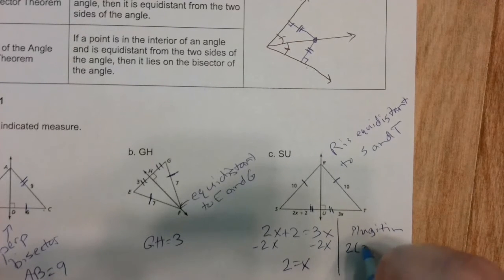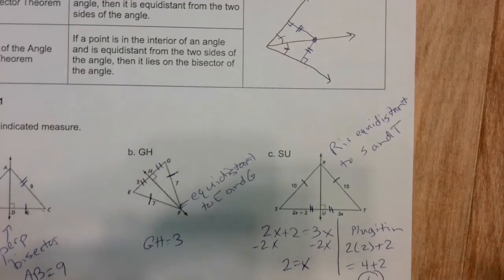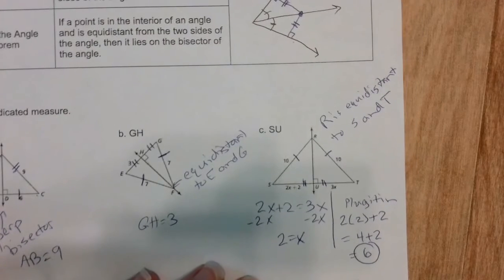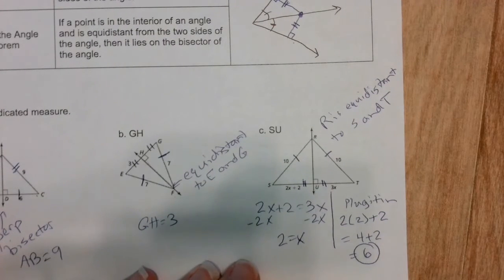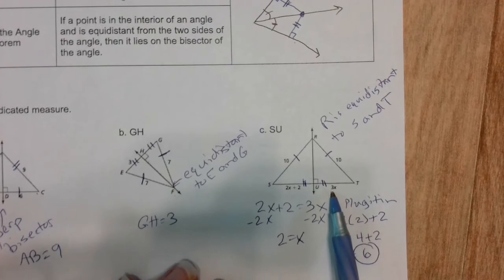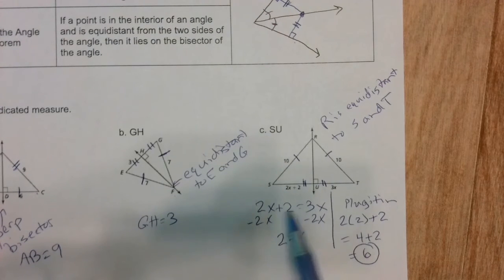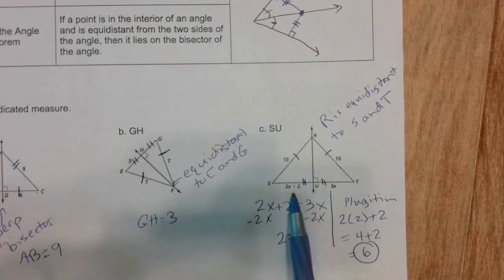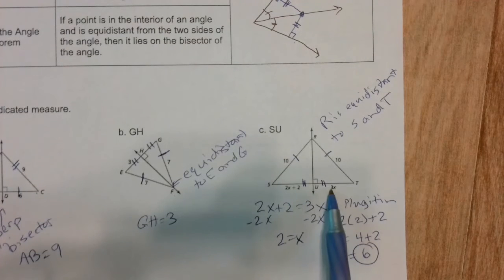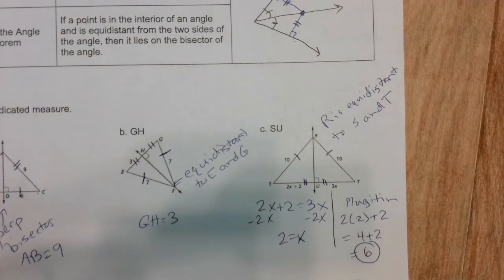So 2 times 2 plus 2 is 4 plus 2, 6. So x is 6. Now technically you could plug it into the 2x plus 2, or you could plug it into the 3x, because we already said they're equal. It's also a really good way to check your answer, because if you plug it into one side and then you plug it into the other and you get different answers, then that means something had to have gone wrong.